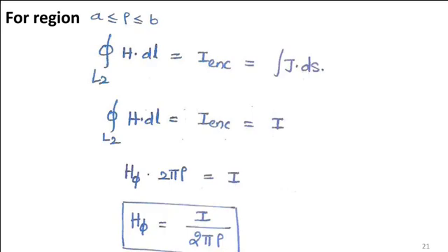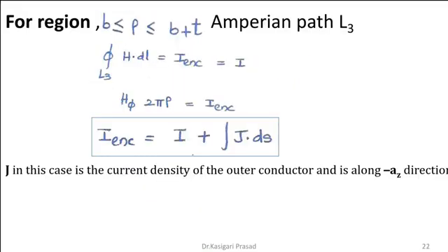Next, for the second region, a less than or equal to rho less than or equal to b, the Amperian path is L2. So the closed integral over L2 of H dot dl is equal to I enclosed, which is equal to the integral of J dot ds. What is the amount of current moving in the second Amperian path? That is I. So H phi times the path length 2 pi rho equals I. So H phi is equal to I divided by 2 pi rho. This is for the second region.